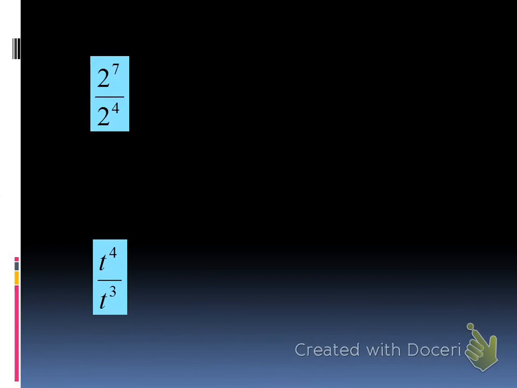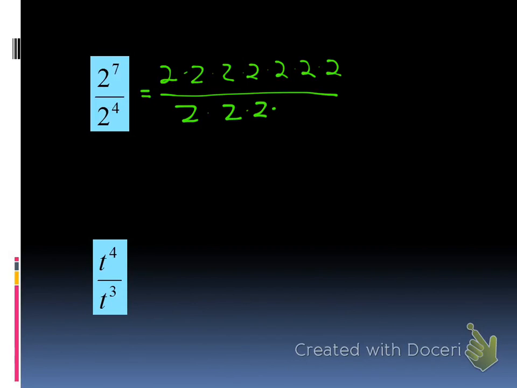You're probably asking, how did you get that so fast? Simple. How many 2's are on top? 7. Four on bottom. And for everyone on top that's on bottom, I can do what with? You can cancel them out. So, goodbye, see ya, so long, adios.